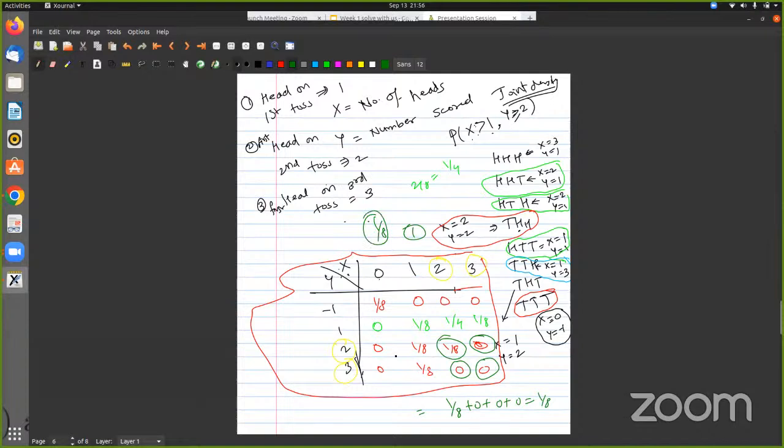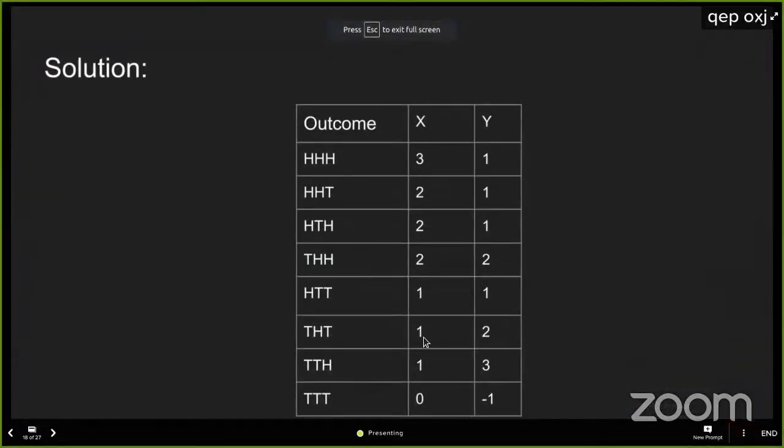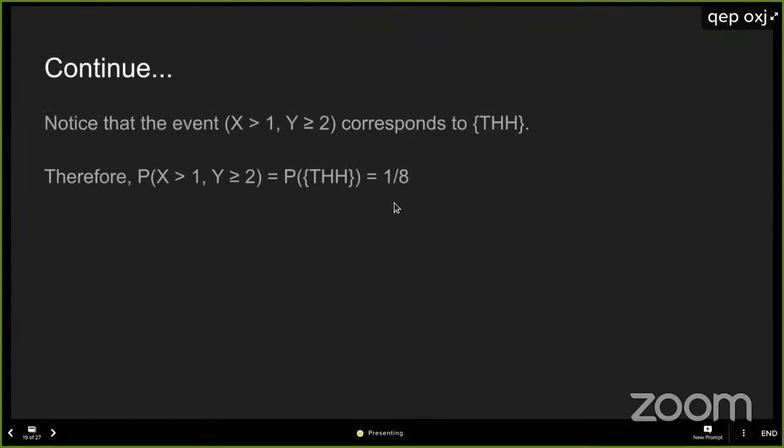So you can prepare a PMF table and then solve, or else we can do it from here like this. So x is greater than 1 and y is greater than or equal to 2. How many such cases are there? Only one, right? Only one case, THH, where x is greater than 1 and y is greater than or equal to 2. So this is 1 by 8, right? Is it okay? Yes, sir.